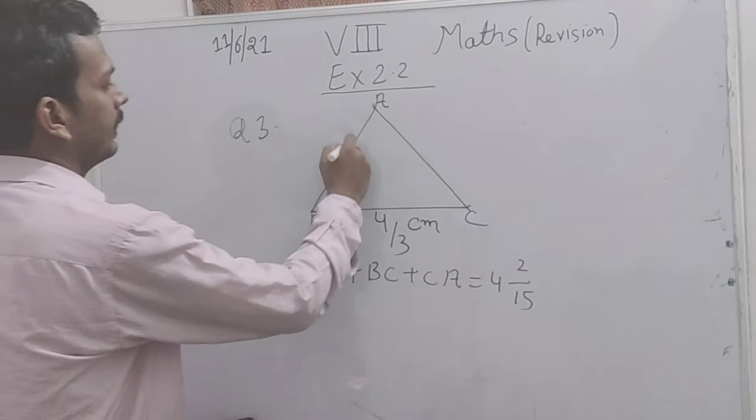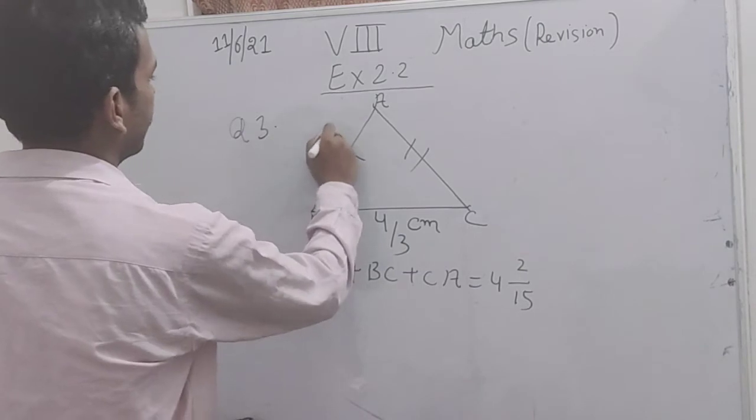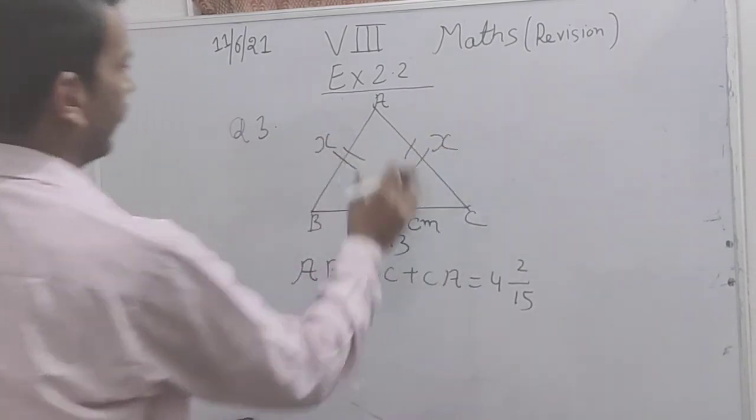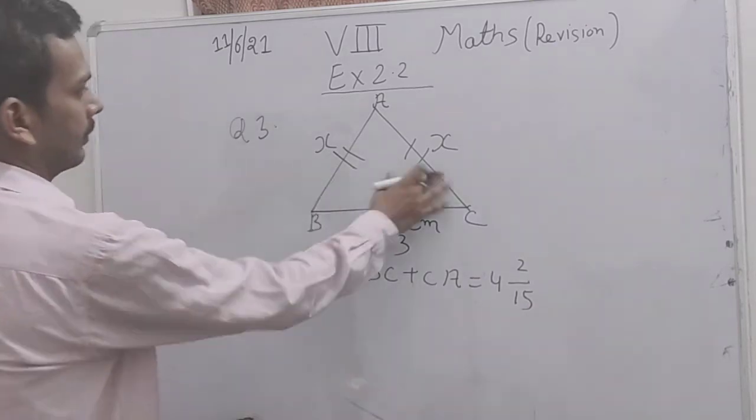It means that this is an isosceles triangle. Then according to that, AB is equal to AC, because we know that in an isosceles triangle, both sides are equal. So it is x, and it is also x. AB is equal to AC, both are equal to x.